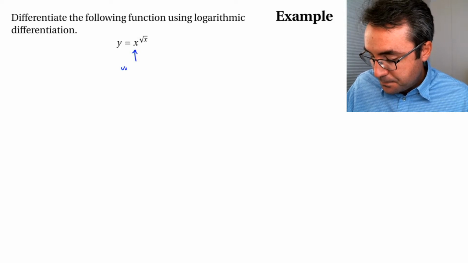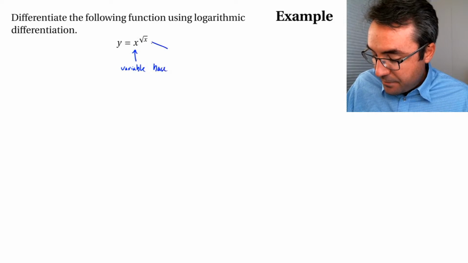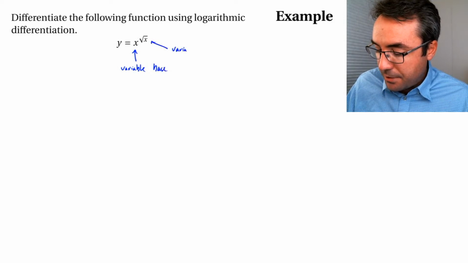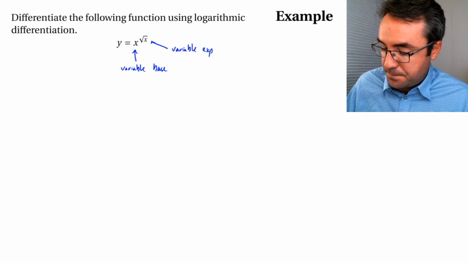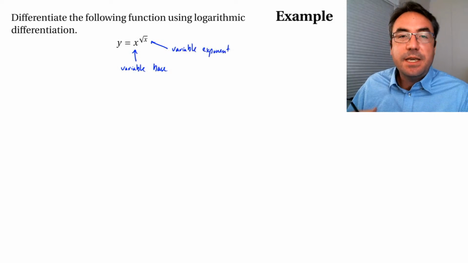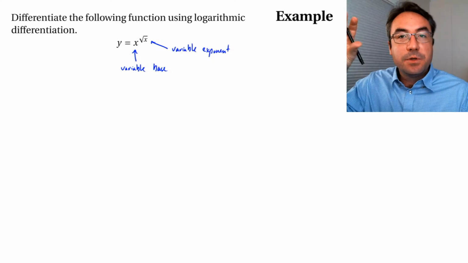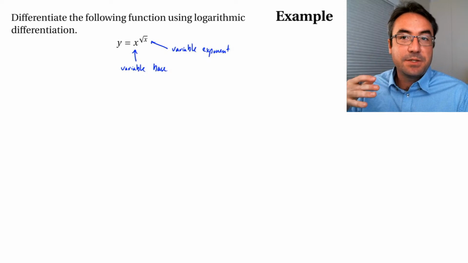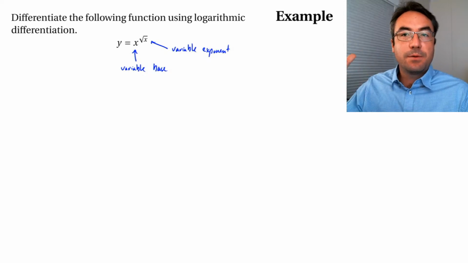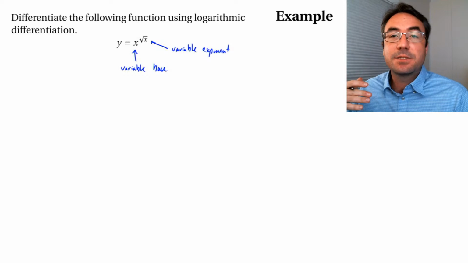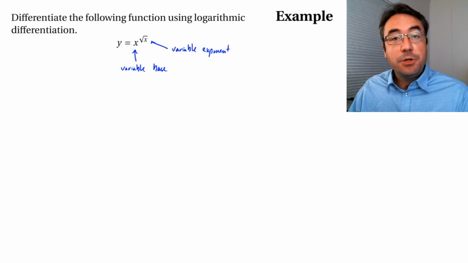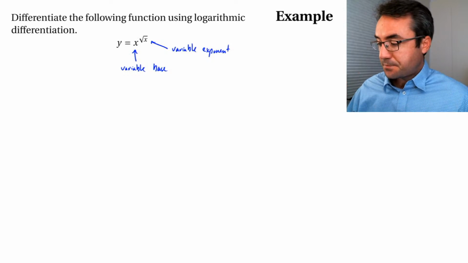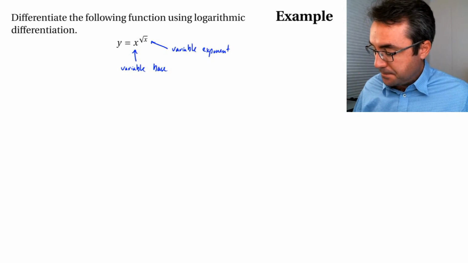So we have a variable base and we have a variable exponent. Normally it's one or the other. Normally it's like e to the x, where the variable is in the exponent. Or it's like x squared, where the variable is the base term. We don't see too many of these where both the base and the exponent are variables. But if we do see one like that, logarithmic differentiation is the technique to use. So let's go through it again.